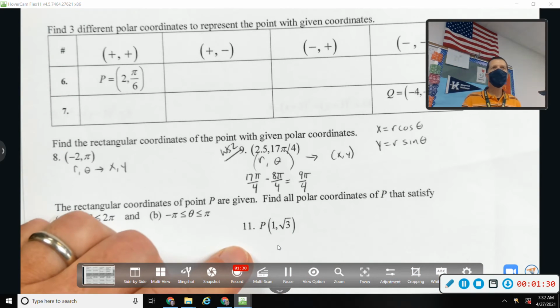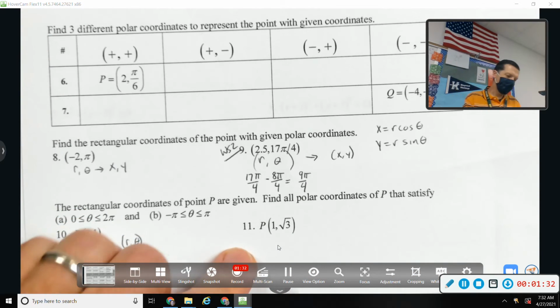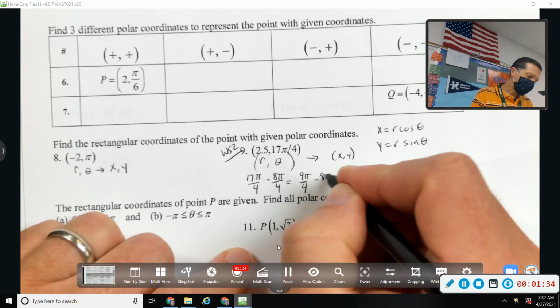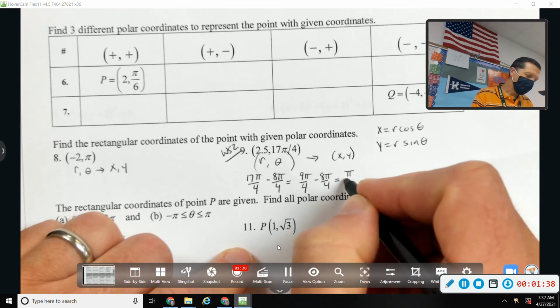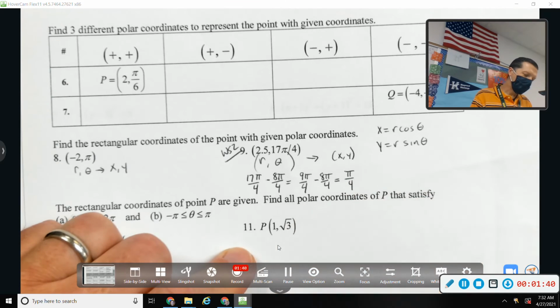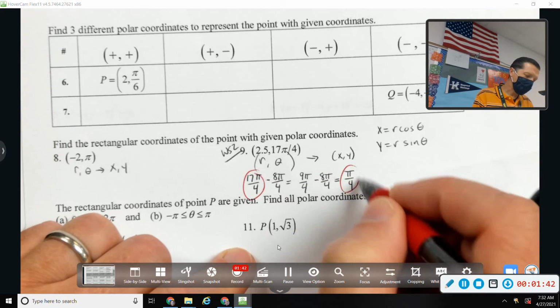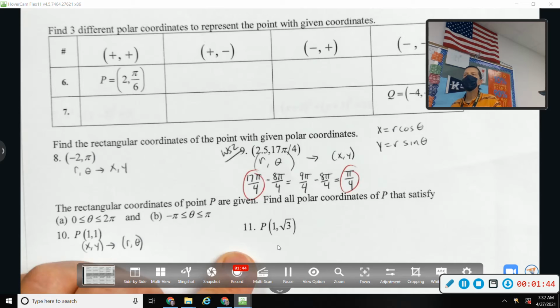9 pi over 4, that's still too big. Subtract 2 pi again. We'll get pi over 4. Which, yes, that means we subtracted 16 pi over 4.